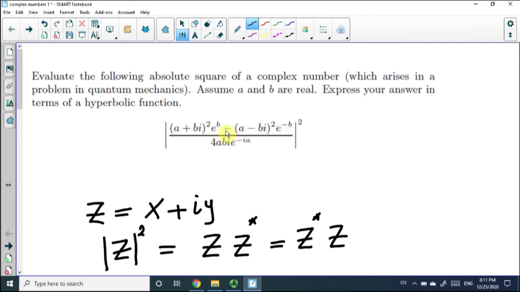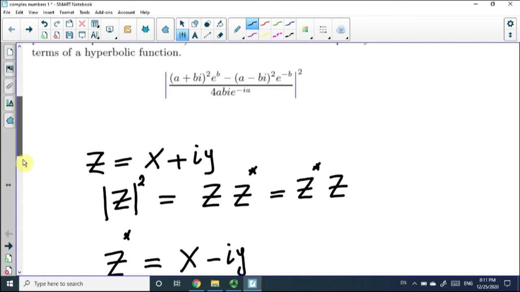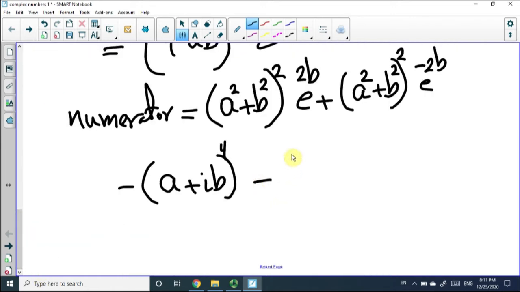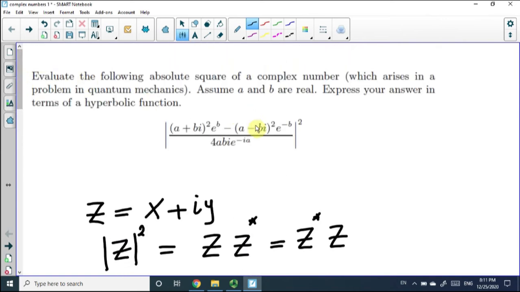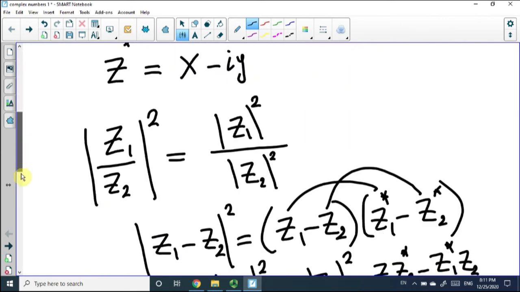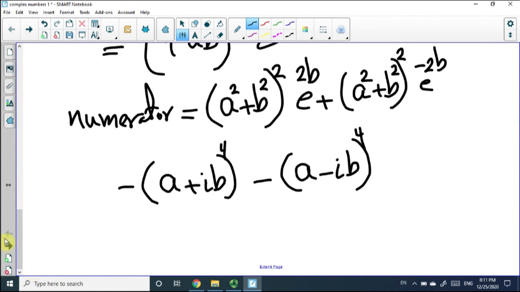The last mixing term will be minus this term times the complex conjugate of this one. But that will give us a minus bi, same as this one. So the last term in the expression will be minus a minus ib to the power 4. And for the exponential, they will again cancel. So e to the minus b times e to the b will cancel. So that's the numerator. We can simplify it again: if we simplify this term and this term, the result is very simple to find. So we simplify those two terms, and this way we find the numerator.